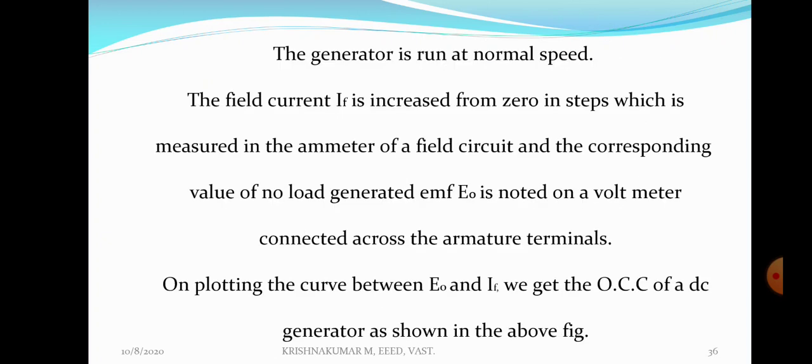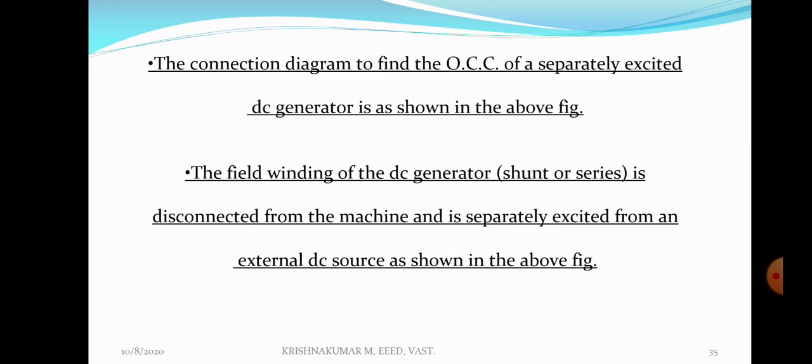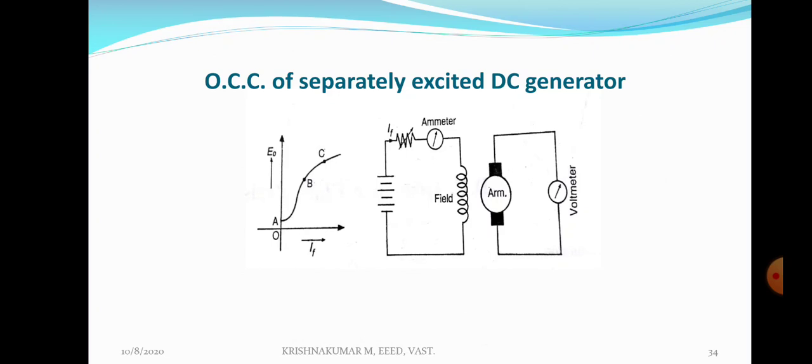First of all, run the generator at its normal speed. To run the generator, there should be a prime mover. In most cases, it may be a motor. So by using the prime mover, we have to start our generator at a rated speed or normal speed. After that, field current has to be increased from 0 to its rated value in steps by using the rheostat. By varying the rheostat, we can vary the field current.